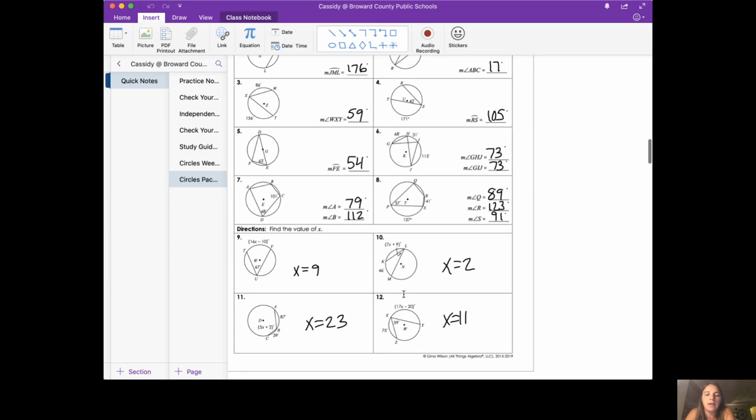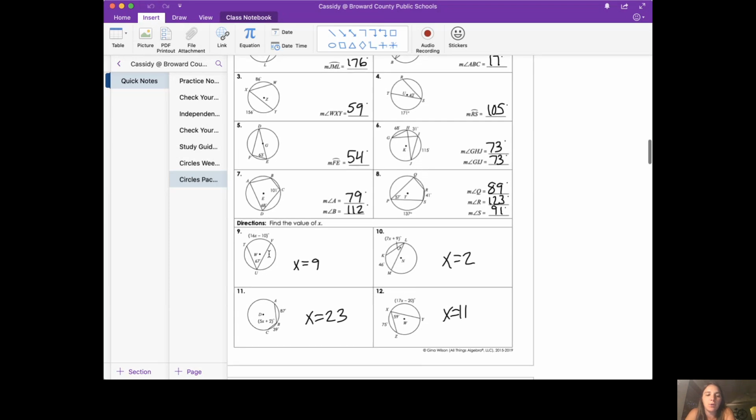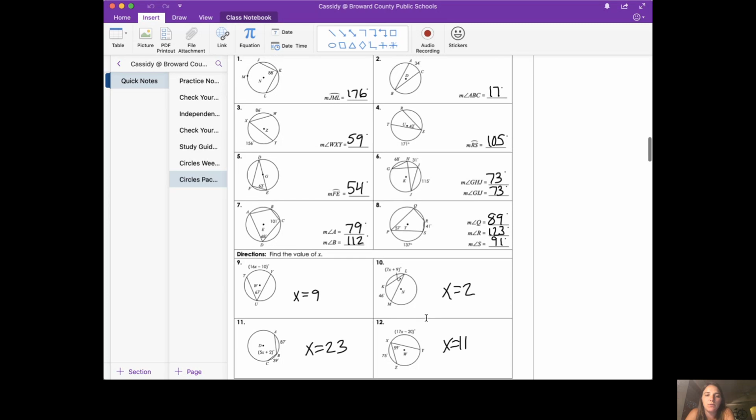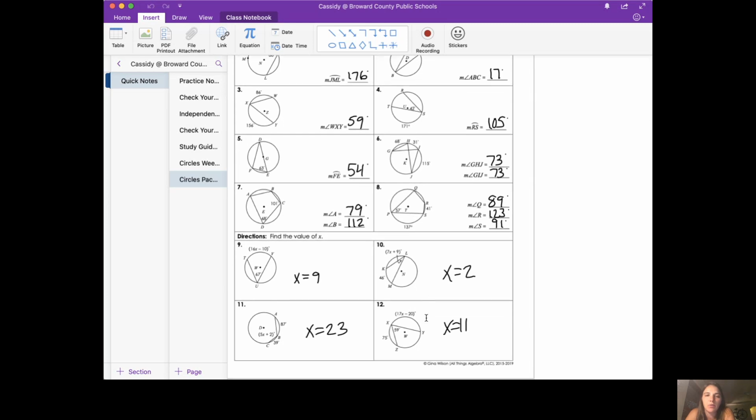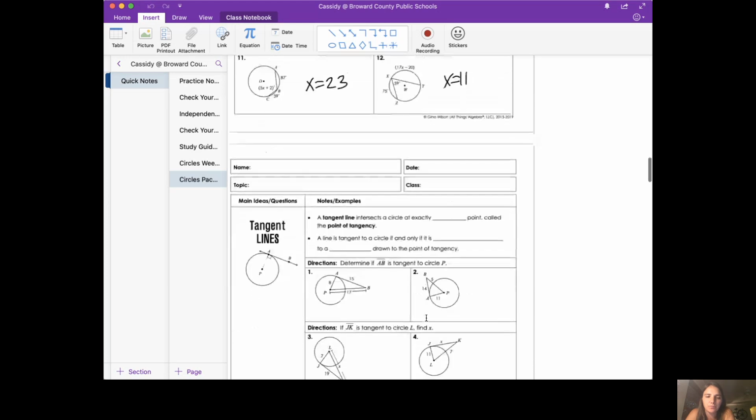And then lastly, 9, 10, 11, and 12. Number 9, x equals 9. Number 10, x equals 2. Number 11, x equals 23. And number 12, x equals 11. So once again, if you do have questions on any of those, just make sure that you ask me on Remind so I can explain them for you.